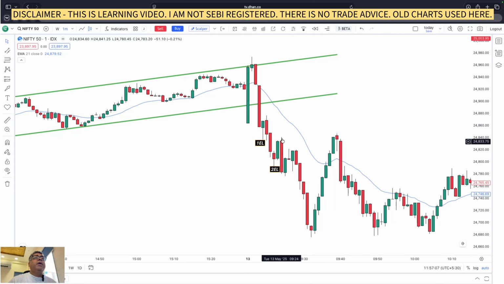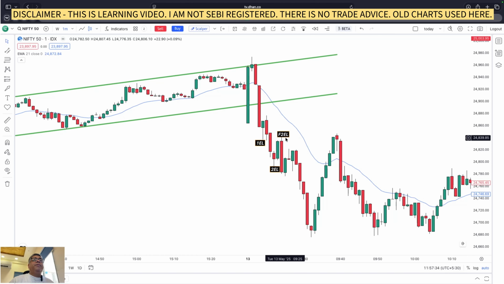Second entry long failed when this red bar broke the low of the previous bar. 2 bullish attempts were over. This is failed second entry long. This was the first attempt by the bulls consisting of 2 bars. This was the second attempt by the bulls, starting with the hammer, red color hammer. Second bar, on the third bar it failed.